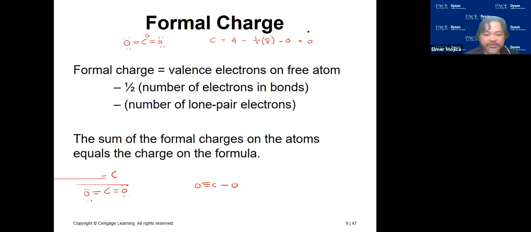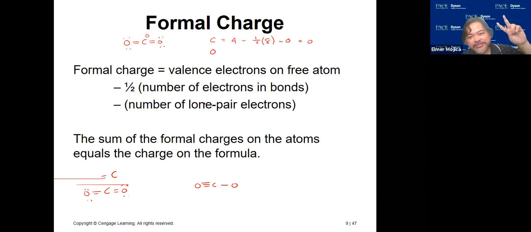Okay. Now, let's look at the oxygen. So what can we say about the oxygen? Both of them are the same, right? Two bonding pairs, two lone pairs. So let's try. What's the valence electron of oxygen? Six. And then one half of two bonding pairs, so that's four electrons. And then how many electrons here? 1, 2, 3, 4. So what's the formal charge of oxygen? Zero. So we put zero here, and zero here. So what's the overall charge of the carbon dioxide? It's also zero, right? Because the sum of the formal charges of the atoms equals the charge on the formula.